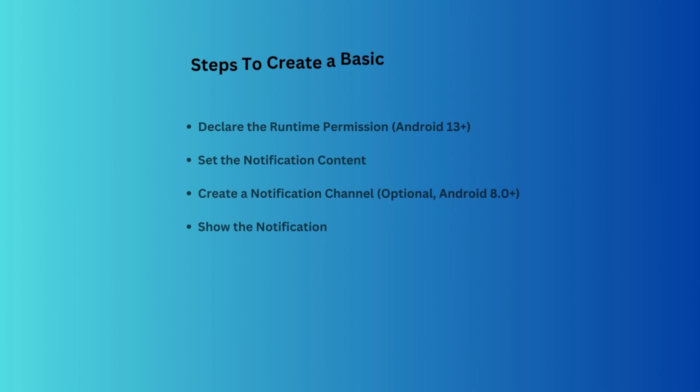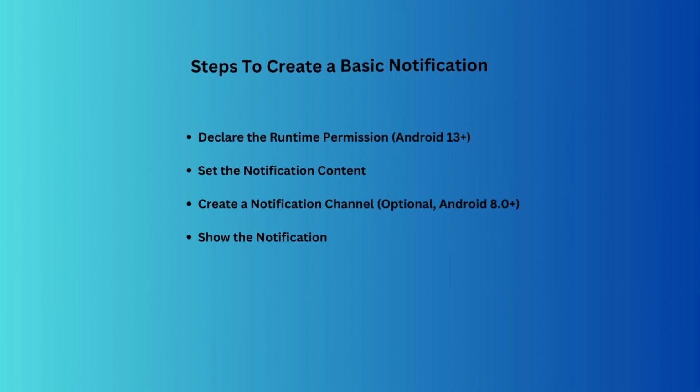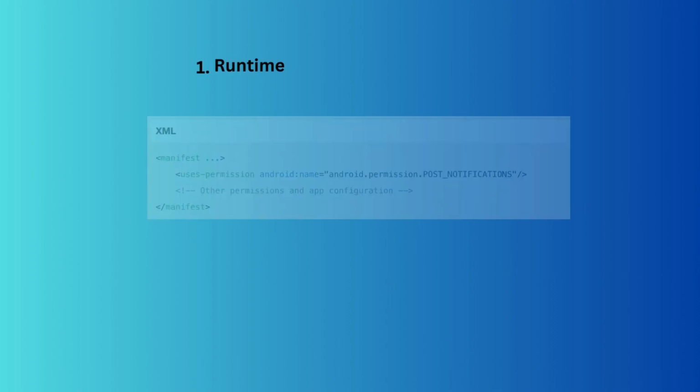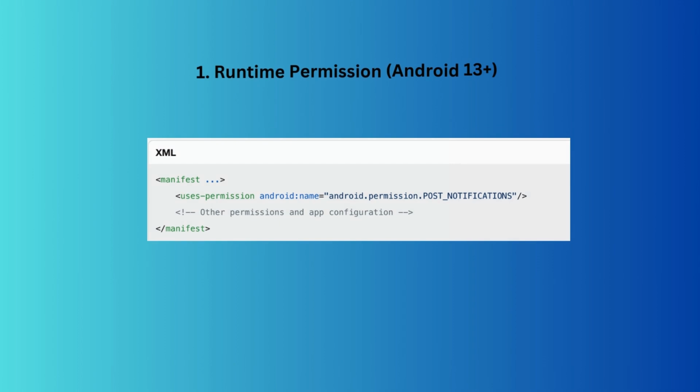There are 4 steps to create a basic notification. Here you can see the steps. So let us see what are all the steps or code to be included in the application. First, to get the permission, we have to include a few lines in the manifest file. So in the manifest file, we have to create a uses-permission tag and request permission for post notifications.